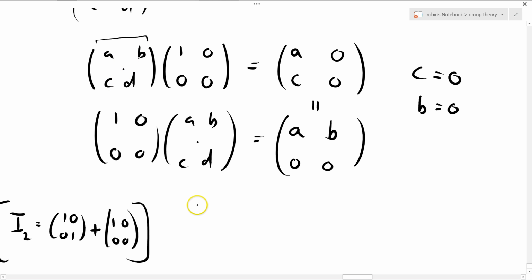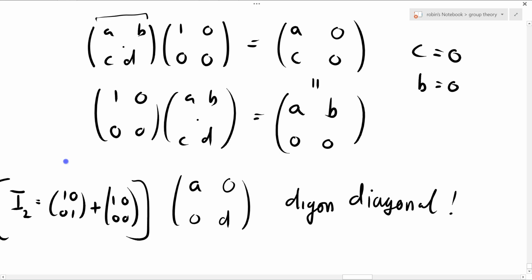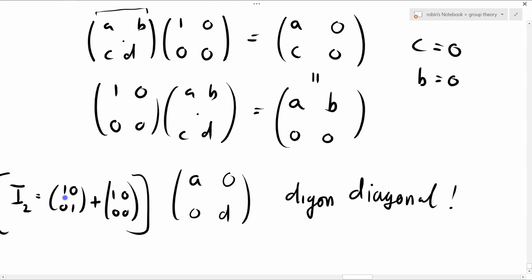So we've got A, 0, 0, D, diagonal. There we go. Must be a diagonal matrix. Is there anything else we can say? Well, we can try a different matrix. Let's try putting the 1 over there and see what happens.